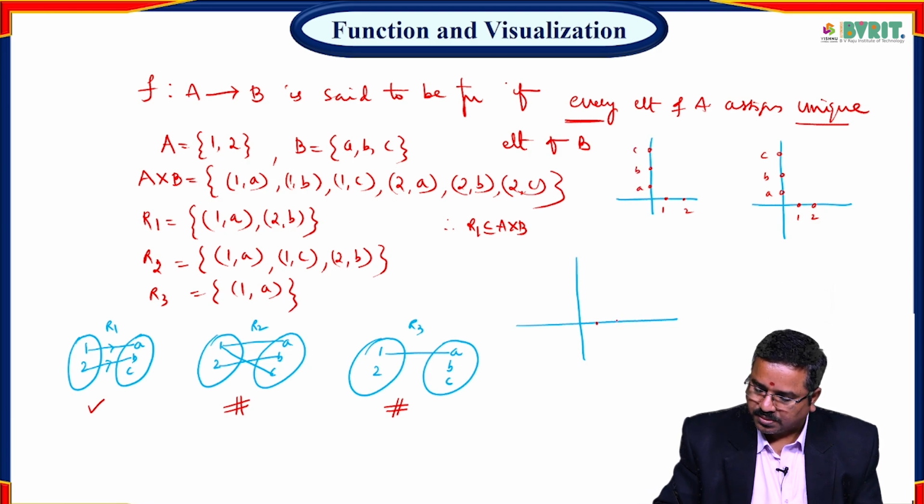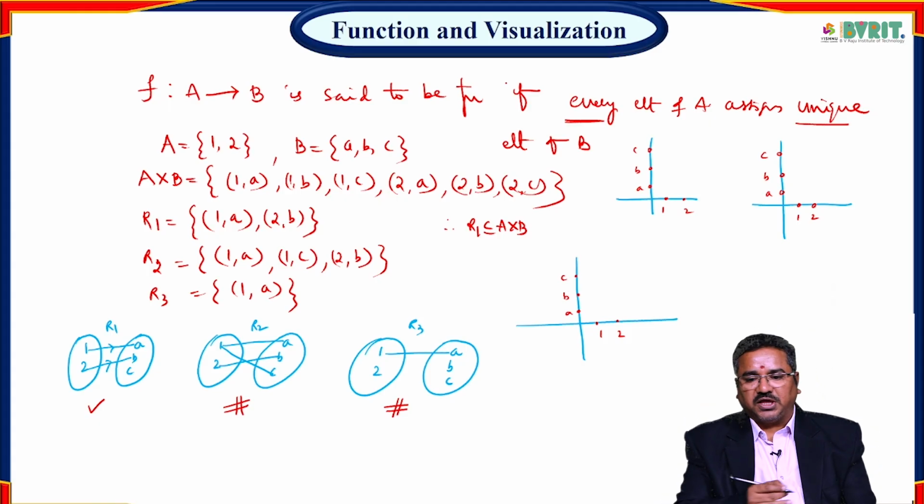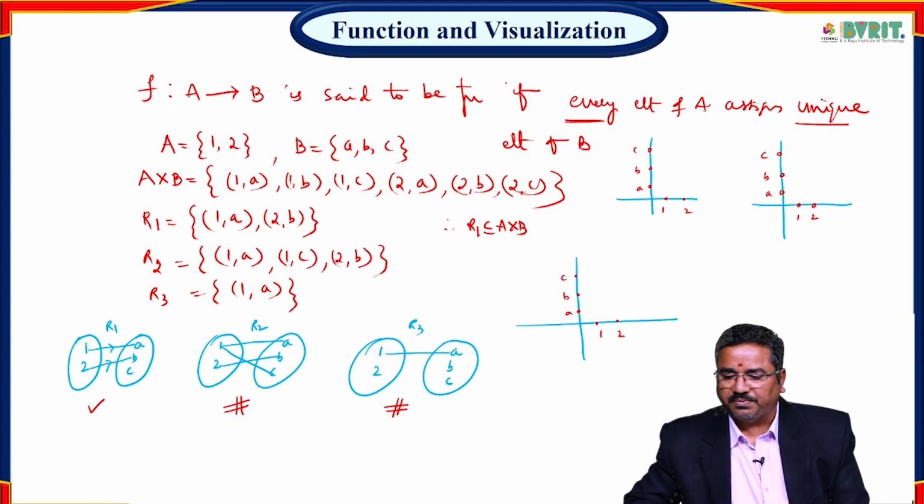Similarly, this is 1, 2, A, B, C. This is another way of representing the same thing. I am representing this relation graphically.